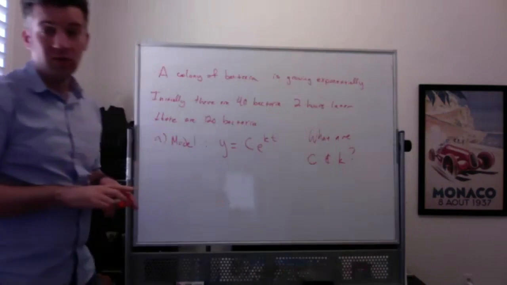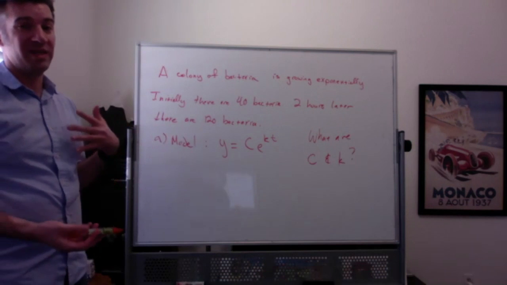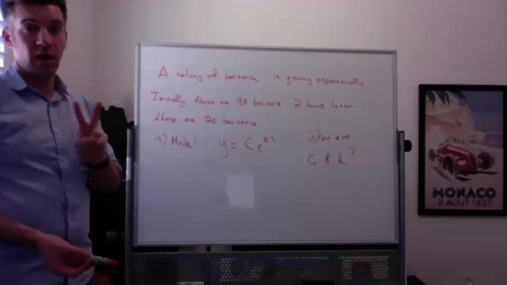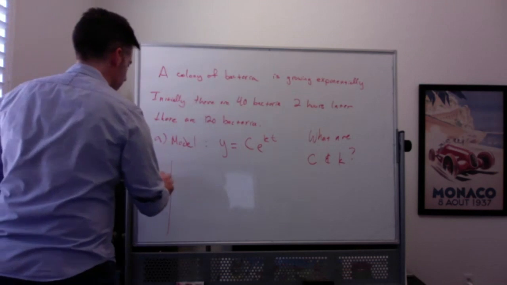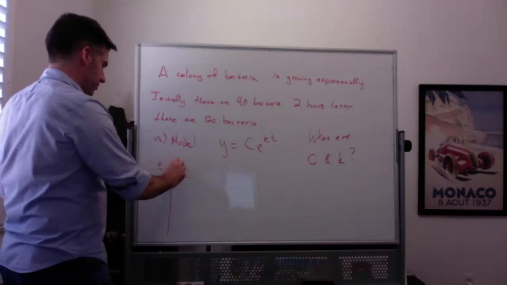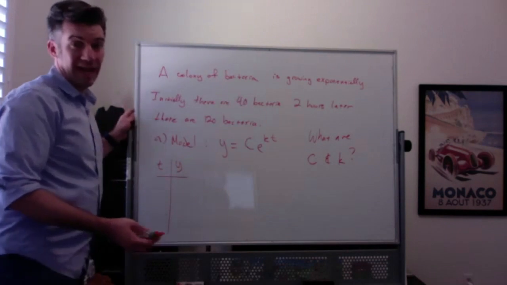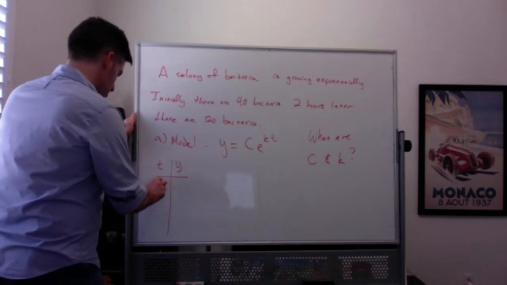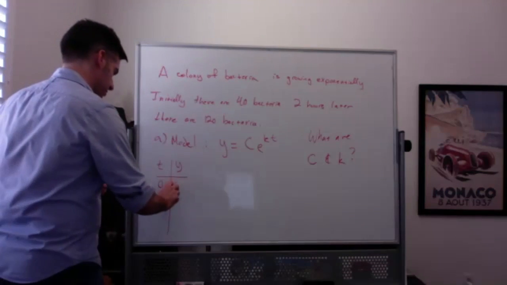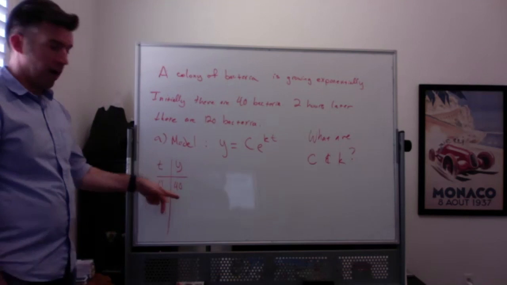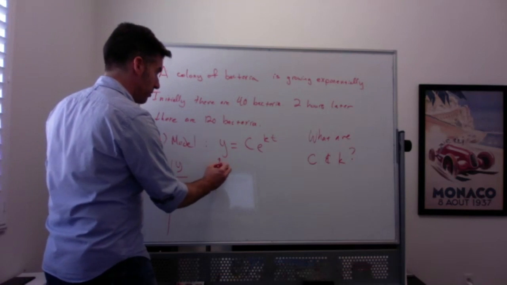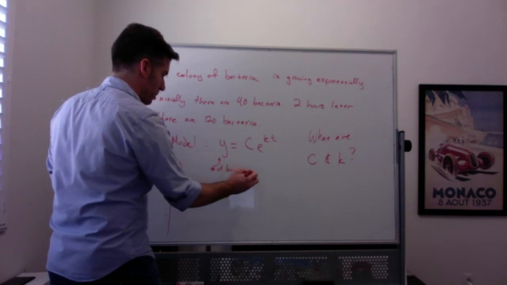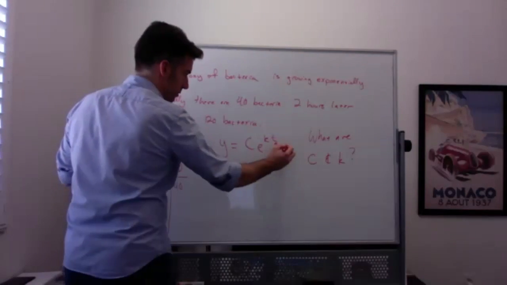So the way we're going to do that is by using the 2 pieces of information that we get. We almost always need 2 pieces of information about how much stuff there is at a certain time. So I know at the beginning, at time 0, there are 40 bacteria. So when time is 0, y is 40. Y is the number of bacteria, and t is the time in hours.